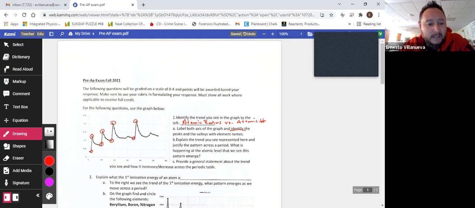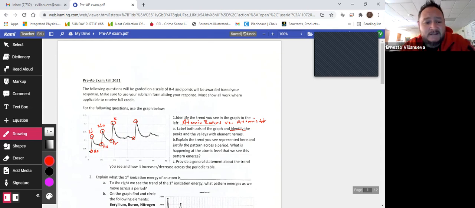Looking at the periodic table, we should have seen that this is lithium, this is sodium, this is potassium. And then the valleys, these are all the noble gases, guys. Looking at the periodic table here, here's helium, here's neon, here's argon, and go all the way through. That's basically all that you had to do.